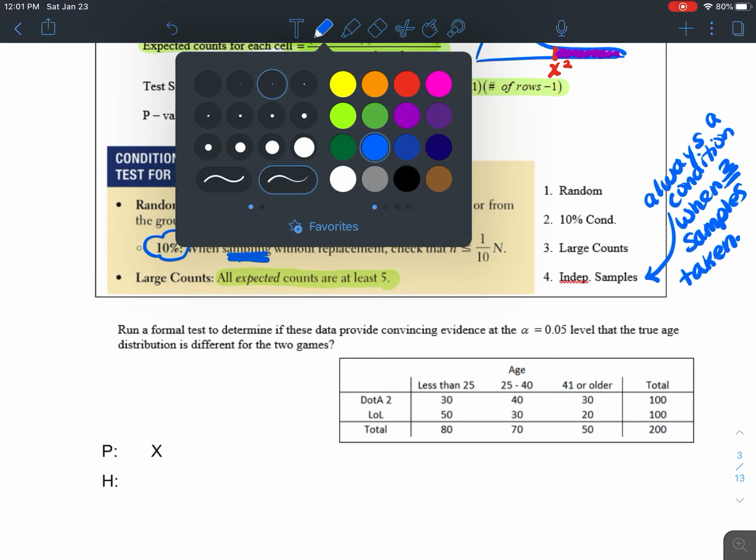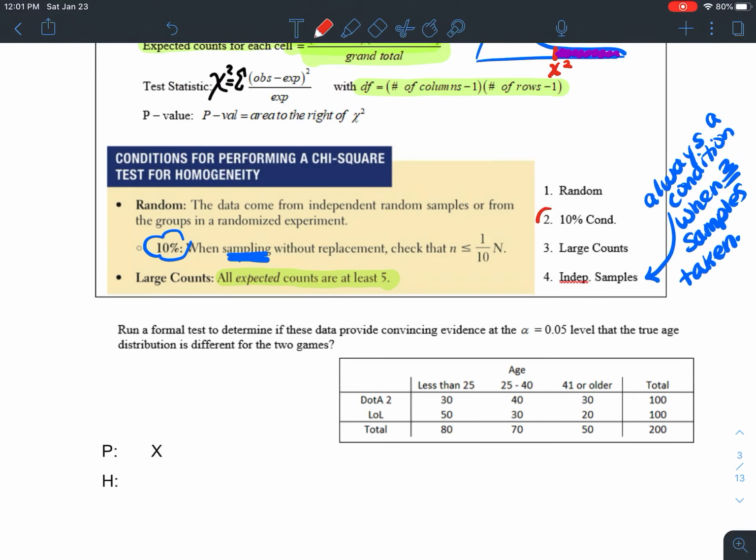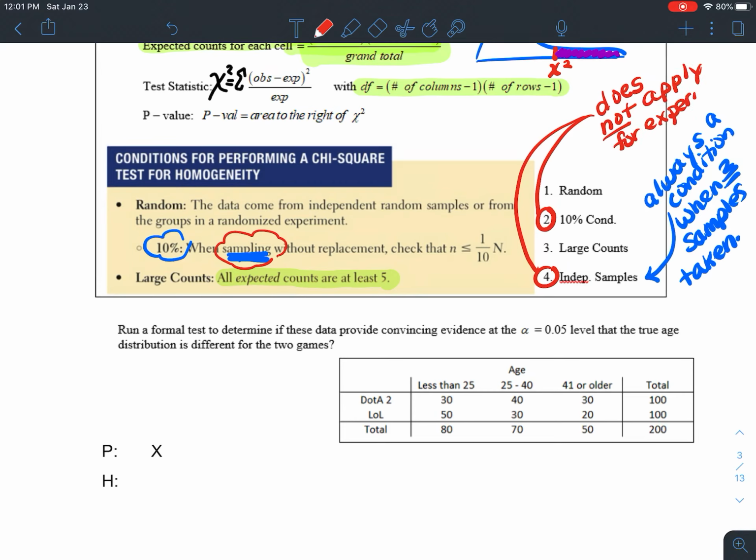Now, I'm going to have you make one other note here of this list of 4. Since the 10% condition only applies to drawing samples, and the independence condition applies when you're taking samples, if the problem is dealing with an experiment, then those two conditions do not apply. So I'm going to say does not apply for experiments. So if the problem is in fact an experiment, we would only need to state that the treatments were randomly assigned, and then we would need to show that all the expected counts are at least 5.